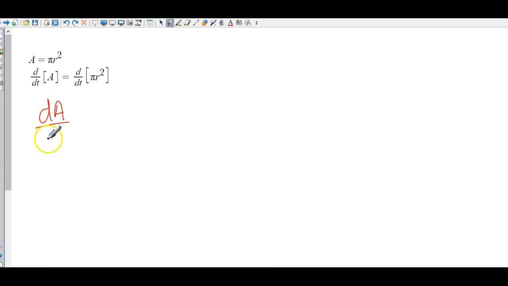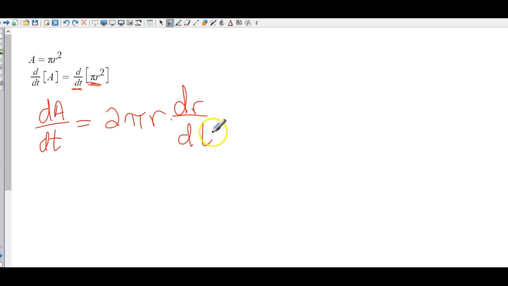And then on the right hand side, I have to do the power rule, so I'm going to bring the 2 down. I'll get 2 pi r. But because this is r and it's not t that I'm taking the derivative with respect to, I have to chain on the derivative of r with respect to t.